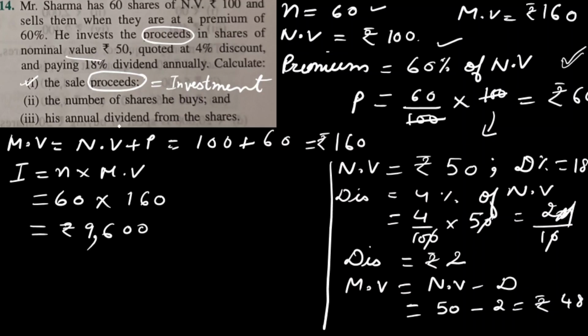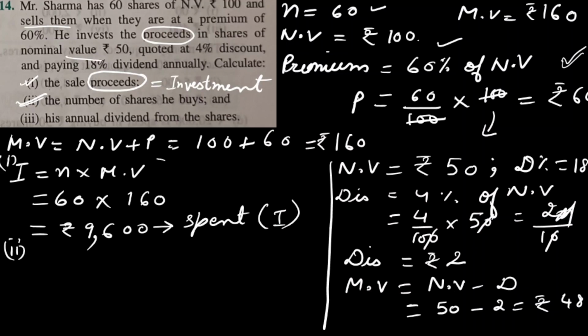Now the second part we have to do. In the second part, you have to find the number of shares he buys. Here it is mentioned, first of all he sold some shares. Then afterwards he purchased some shares. Now how much money did he spend while purchasing? This money. Okay, so this is the money spent while purchasing. What is this? Investment. Now how to find number of shares?